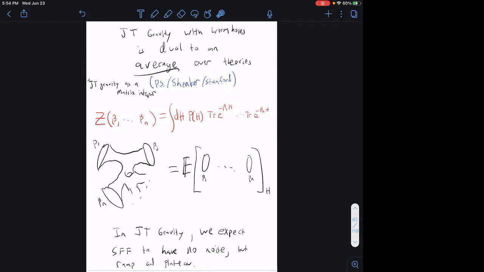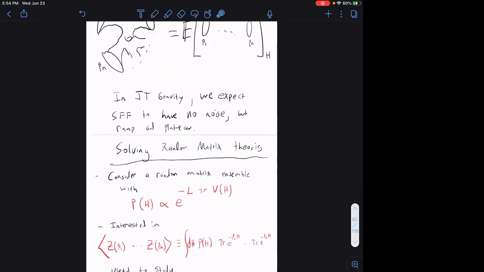So one output of this is that in JT gravity, we did this calculation with the spectral form factor. We didn't find noise, but actually because we're now going to be interpreting that path integral as an ensemble average of theories, we wouldn't have expected noise in the first place. We'd just expect these average features like the ramp and plateau.